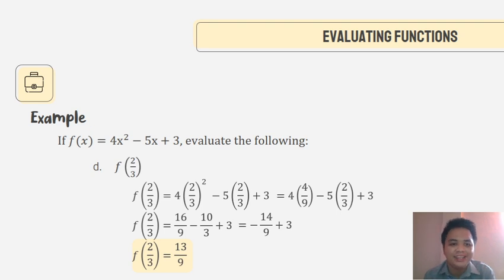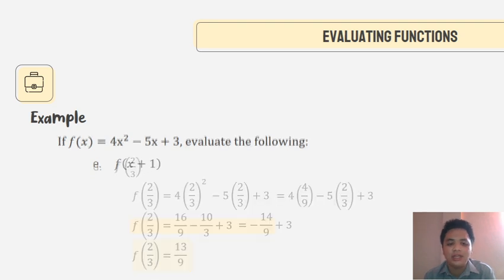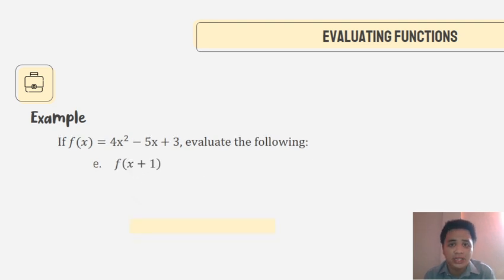Nakuha ba? Sana nakuha at na-gets. So we can have our last example. So let's have letter E. Ngayon, paano kung hindi na number nasa loob? Meron ka ng binomial. Di ba ang binomial? It consists of two terms. So we have x plus 1.